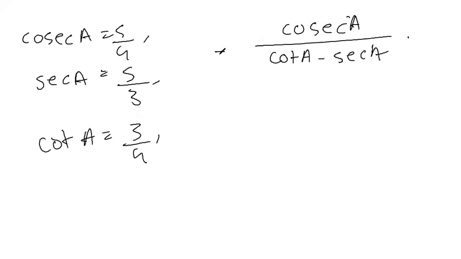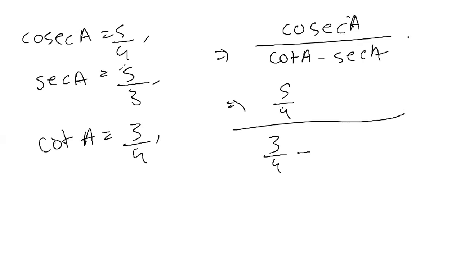So we'll substitute our values. No need to write the alphabets after the values, many people get confused by that. So cosecant A will be 5 upon 4 whole divided by cot A, which is 3 upon 4, minus secant A, which is 5 upon 3. First we'll find the value of 3 upon 4 minus 5 upon 3. Our denominator's value will be minus 11 upon 12.